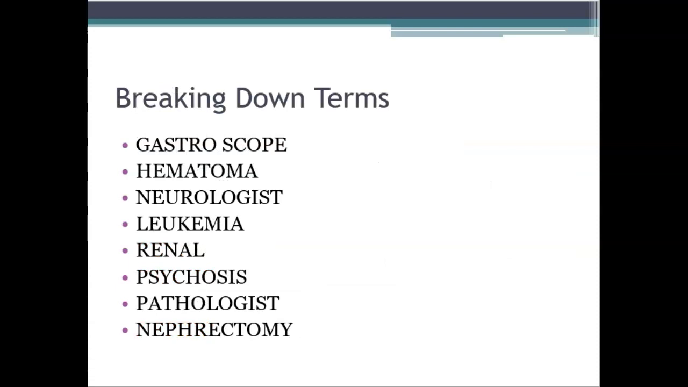Breaking down terms: gastroscope, hematoma, neurologist, leukemia, renal, psychosis, pathologist, nephrectomy.